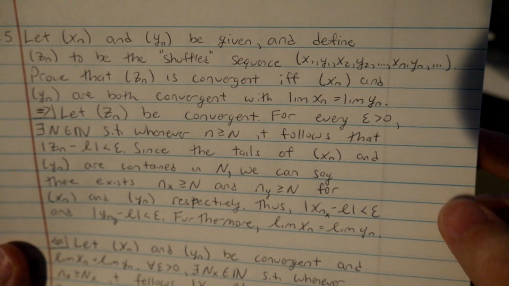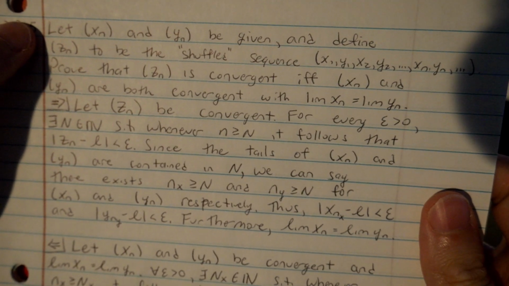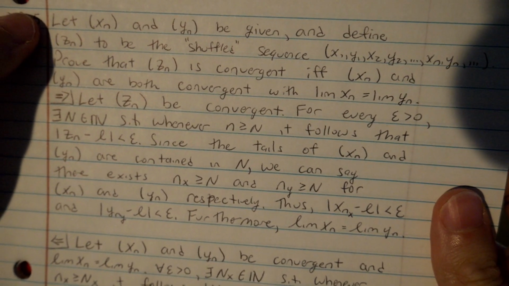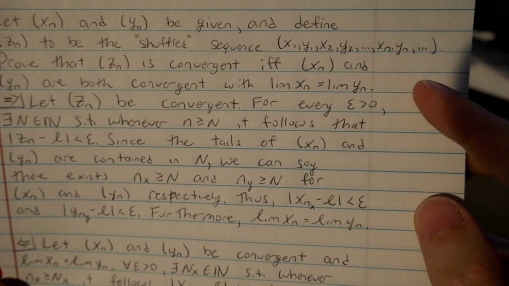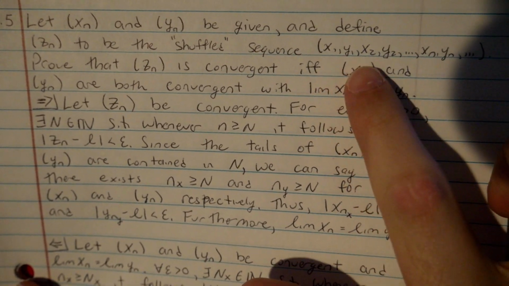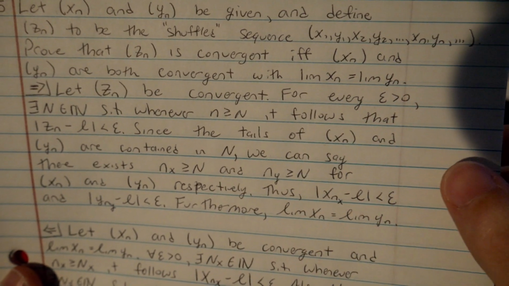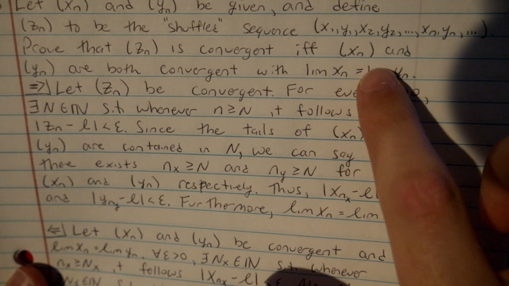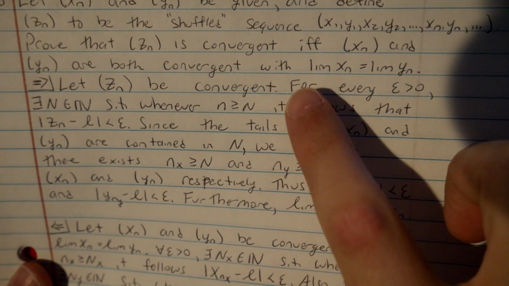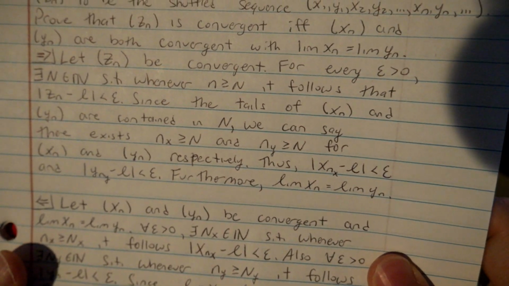This is the shuffle sequence problem. Let x_n and y_n be given, and let z_n be the shuffle sequence where it alternates between x_1, y_1, x_2, y_2, and so on. I want to prove that z_n is convergent if and only if x_n and y_n are convergent with the same limit.